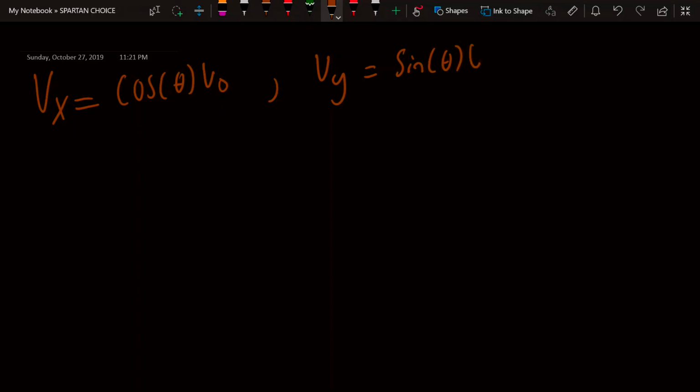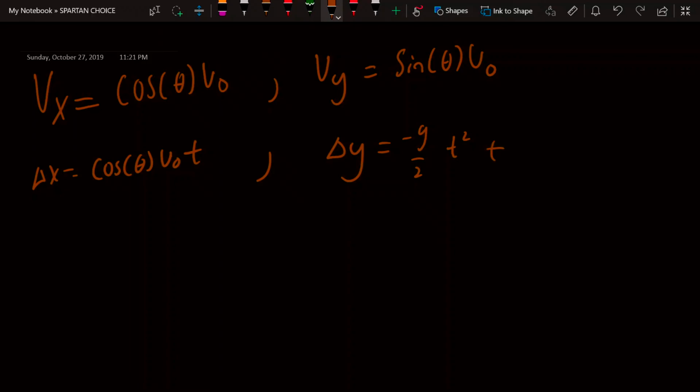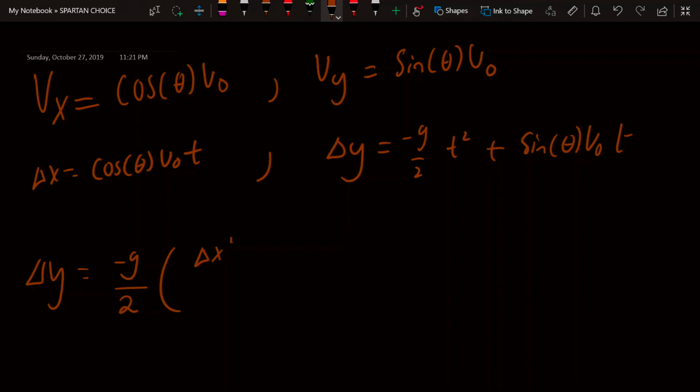How about that? Our first equation is Vx is equal to cosine theta V0. Second equation, Vy is equal to sine theta V0. Third equation, delta x is equal to cosine theta V0 times t. The fourth equation is delta y is equal to minus g over 2 t squared plus sine theta V0 t, right? Another equation, delta y is equal to minus g over 2 into delta x squared over cosine squared theta V0 squared plus tangent theta delta x.